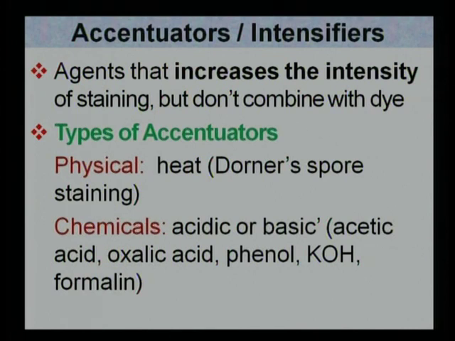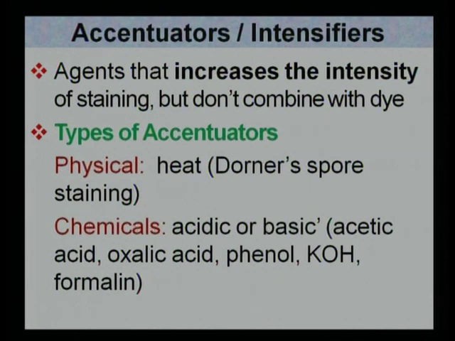While in the case of chemicals, examples of chemicals which are used as accentuators include certain acidic or basic compounds like oxalic acid, phenol, potassium hydroxide or formalin. For example, phenol is one of the components of ZnCF stain. It is used for either acid fast staining or even spore staining. It helps the stain become more penetrative. Similarly, formalin. These are the compounds which act as chemical accentuators.